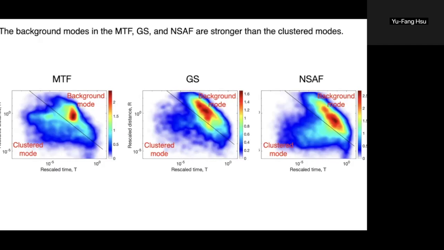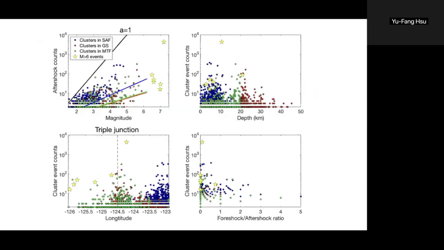The nearest neighbor analysis of seismicity distinguishes the background and cluster mode based on the two-dimensional joint distribution of the rescaled time and rescaled distance between offspring and parents, which is shown by the black line here. And from the results, we can see that the background mode in the three regions are all stronger than the cluster mode. The nearest neighbor diagram results are corresponding to the low aftershock productivity in these three regions.